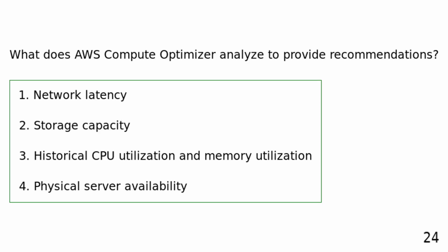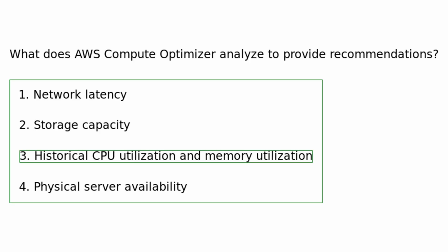What does AWS Compute Optimizer analyze to provide recommendations? Network latency. Storage capacity. Historical CPU utilization and memory utilization. Physical server availability. AWS Compute Optimizer analyzes historical CPU utilization and memory utilization to provide recommendations for optimized resource allocation.